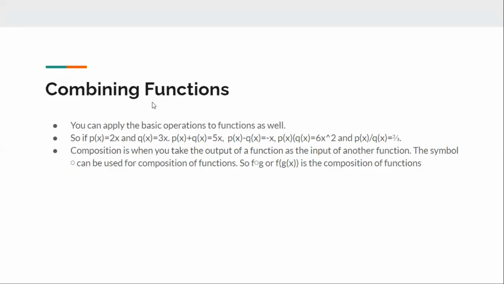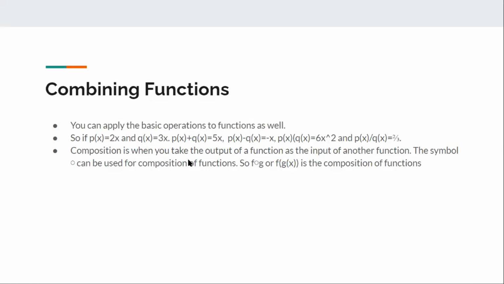Combining functions. So you can apply the basic operations to functions as well. If p of x is equal to 2x and q of x is equal to 3x, p of x plus q of x is equal to 2x plus 3x, or 5x. P of x minus q of x is going to be equal to 2x minus 3x, or -x. P of x times q of x will be equal to 2x times 3x, which is just 6x squared. And then p of x divided by q of x is going to be equal to 2x over 3x, which is 2/3. So you can use your basic operations for functions as well.